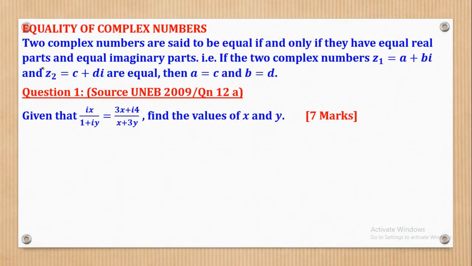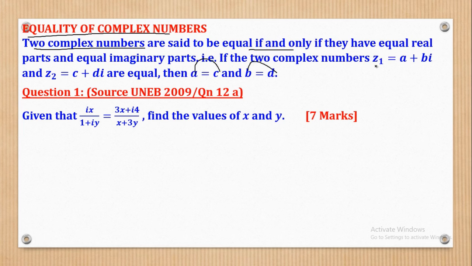So now we shall go to another part, which is called equality of complex numbers. Now here, there's something small we need to know. It says that for 2 complex numbers to be equal, it implies that their real parts will be equal and their imaginary parts will be equal.